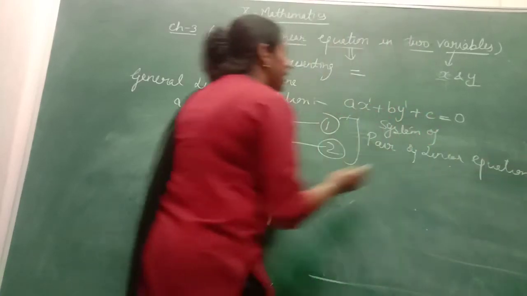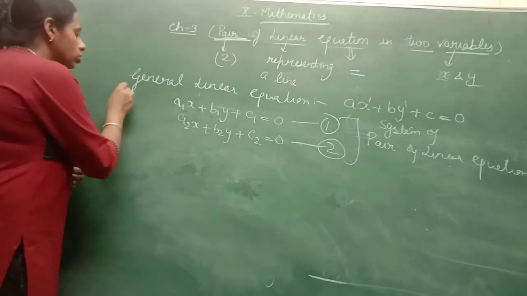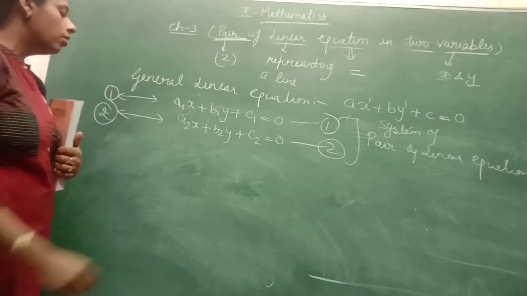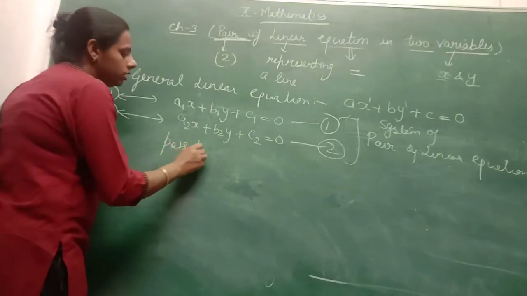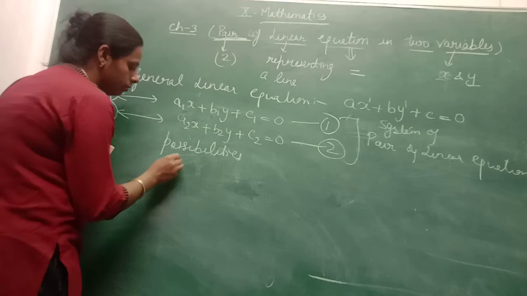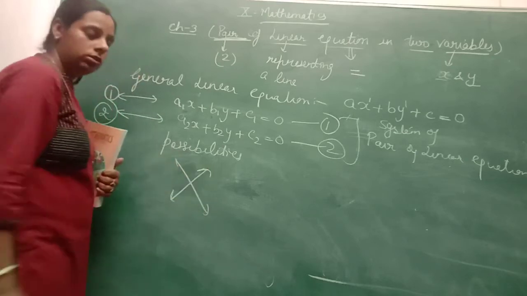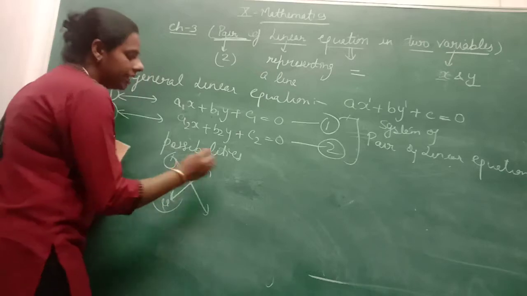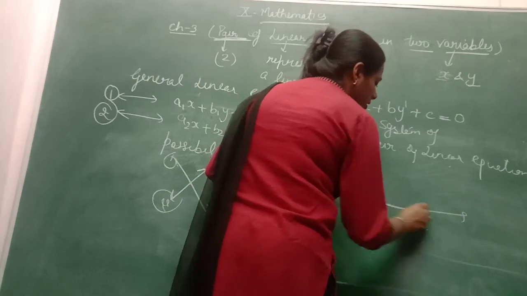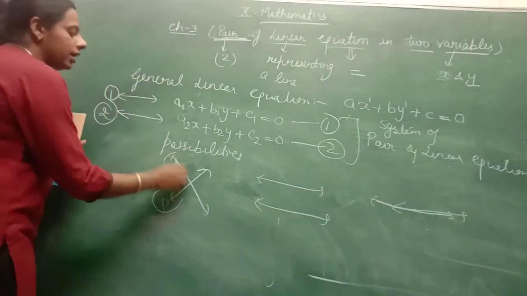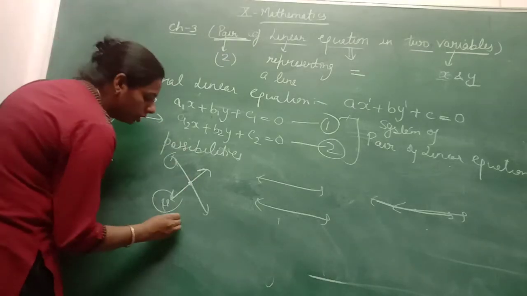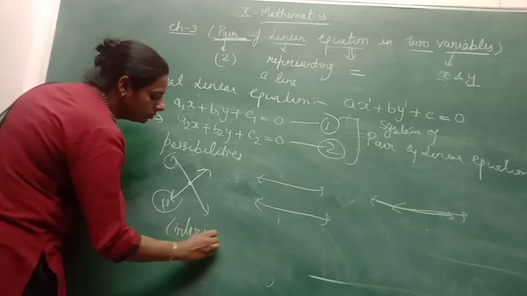As you know, each equation represents a line. So this is the first line and this is the second line. What are the possibilities with their solution? Maybe they intersect each other. This is the first one. The second possibility, they may be parallel to each other, and third, maybe they are coincident. When they are intersecting, it means they are cutting each other, meeting at a single point, so we say the lines are intersecting.